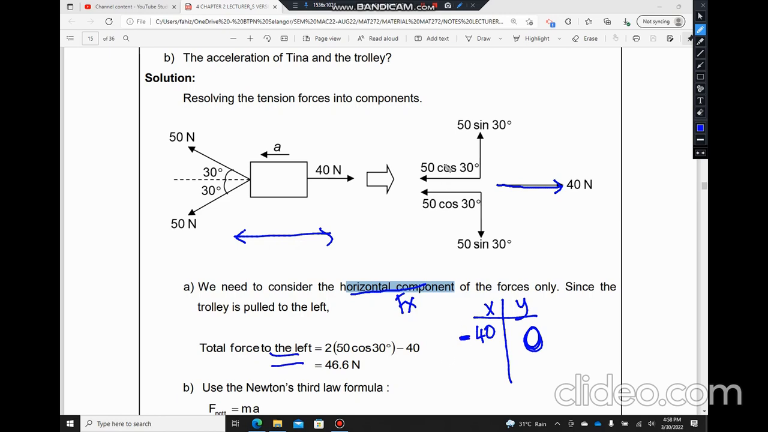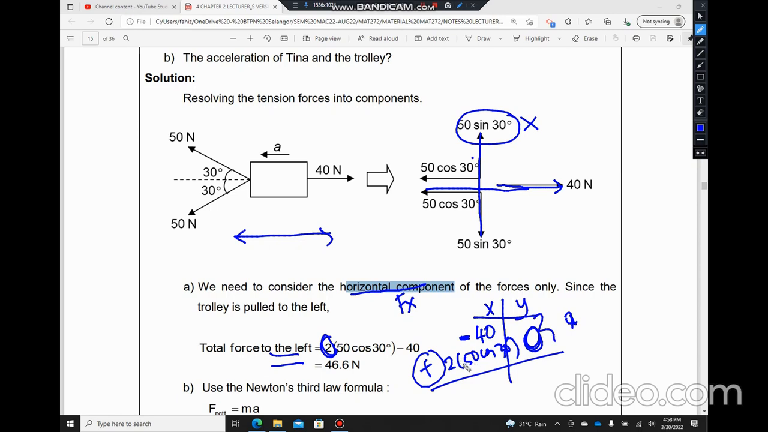And then untuk paksi x, okay, paksi x kita ada dua kan. Satu 50 cos 30 and then another one is 50 cos 30. Dua-dua. Yang ni kita tak perlu consider dia sebab dia paksi y. Okay, so that's why kat sini kita letak 2. So 2 times 50 cos 30. Okay, so kita tambah x dengan y. Y tak perlu, y just kosong. So kita dapat 46.6 Newton.